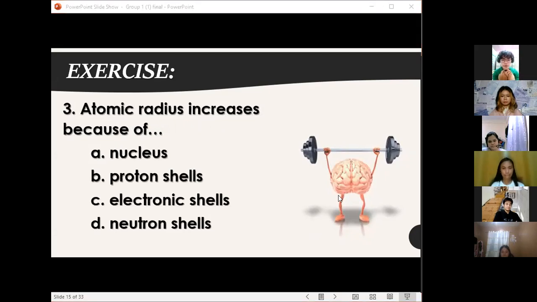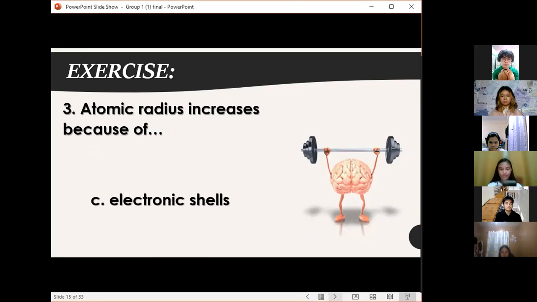Atomic radius increases because of A. Nucleus. B. Proton shells. C. Electronic shells. Or D. Neutron shells. The answer is C, electronic shells, simply because the gain of an electron adds more electrons to the outermost shell that is further away from the nucleus.